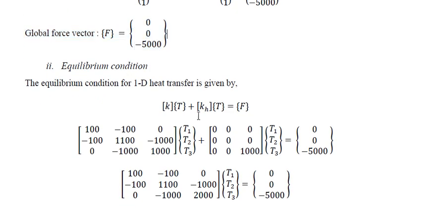So what is the equilibrium equation? The equilibrium equation is K into T is equal to F. So what is that K? It is due to conduction plus free end convection. This matrix shows conduction, and this matrix shows end convection. Adding both, we get this: this 1000 is added with this 1000, corresponding terms are added, and it becomes 2000. T1, T2, T3, because there are three temperatures, with the force vector 0, 0, minus 5000. This is the equilibrium equation.